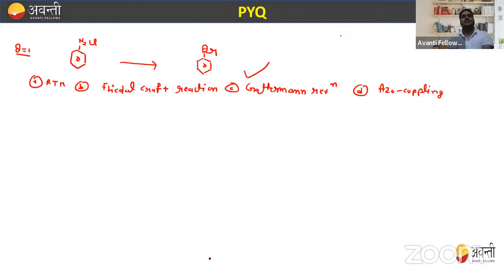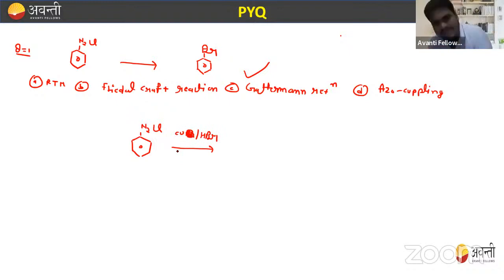We already studied that when the BDC, that is N2Cl, is treated with copper and HBr, right? Only copper, because if you're using the Sandmeyer reaction, then we use CuBr. In the case of Gattermann, we use only copper and HBr. Then we convert this into bromobenzene. So this is how you convert this. I hope this is clear to you.